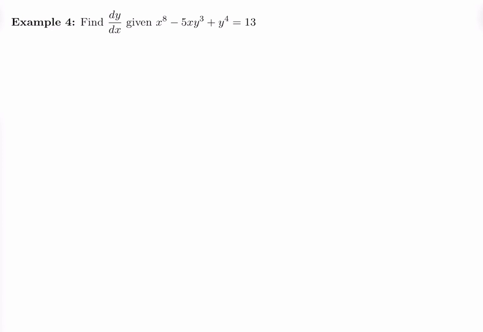We're going to find dy/dx given x to the 8th minus 5x times y cubed. Ooh, we have a tricky part here. We have a first and a second. We have x's times y's. Anytime we have multiplication, we're going to use the product rule for taking that derivative.